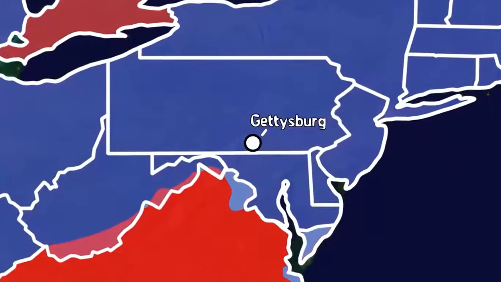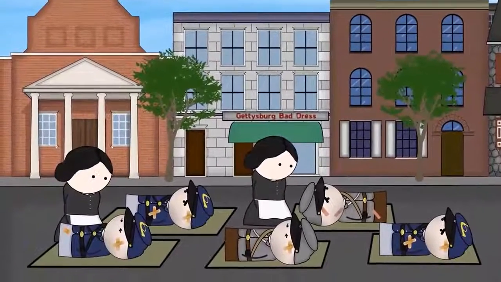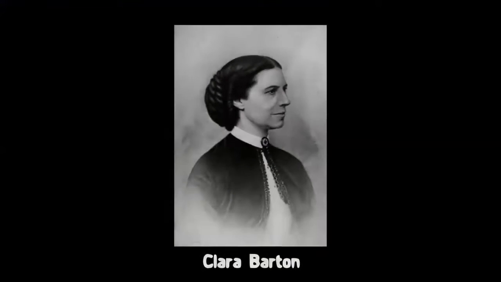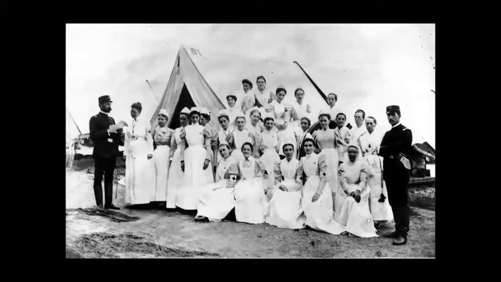It was. Back in Gettysburg, the entire town had been turned into a hospital to care for the scores of wounded men. Throughout the war, on both sides, women such as Clara Barton rose to the occasion, doing crucial work on the home front and volunteering as nurses for those who had given their lives.